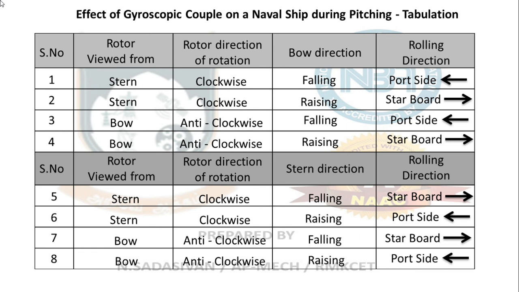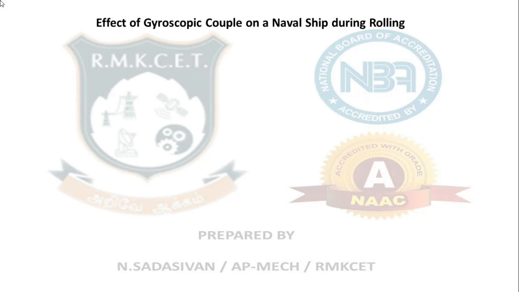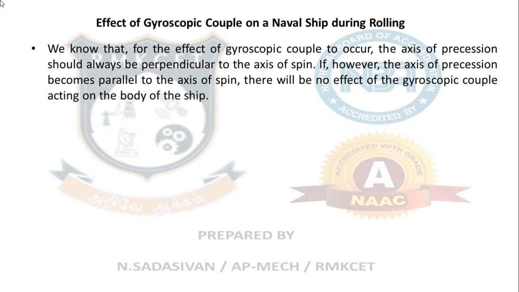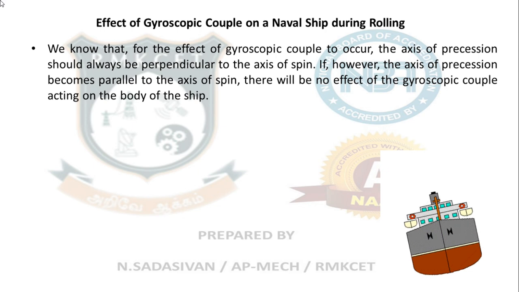That was the rolling result of pitching the ship when the propeller is going around. Similarly, the third case: when you roll the ship with the propeller going around, what will happen? Okay, nothing will happen. Why? We know that for the effect of gyroscopic couple to occur, the axis of precession should always be perpendicular to the axis of spin. If however the axis of precession becomes parallel to the axis of spin, there will be no gyroscopic effect. Which means what? My propeller is rotating, and if in the same axis of rotation of the propeller I roll the ship to the left and right, now your active couple and the propeller rotation are exactly the same. They are rotating in the same axis.